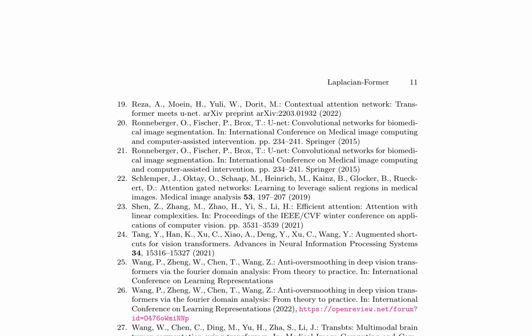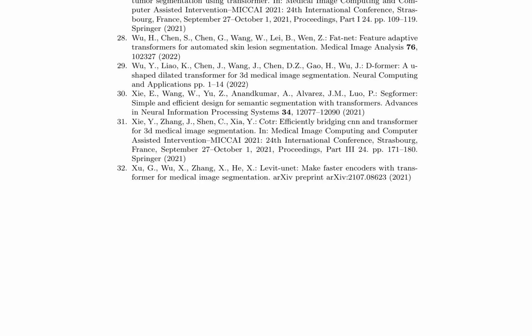tasks. Medical image segmentation has witnessed significant advancements with the integration of transformer models, specifically the contextual attention network and U-net. Researchers have modified or combined these architectures to enhance performance, as seen in papers like Laplacian-Former 11 and SegFormer. These novel designs prioritize efficiency and effectiveness in image segmentation. Other works, such as FATNet and Deformer, emphasize the importance of feature adaptability and dilated transformers for achieving better results.